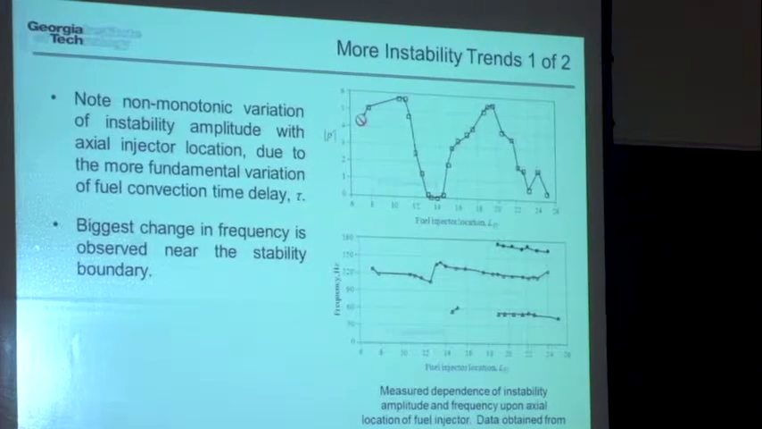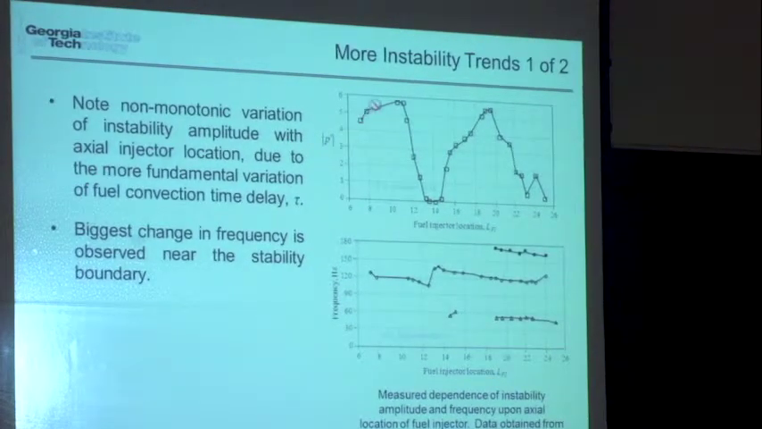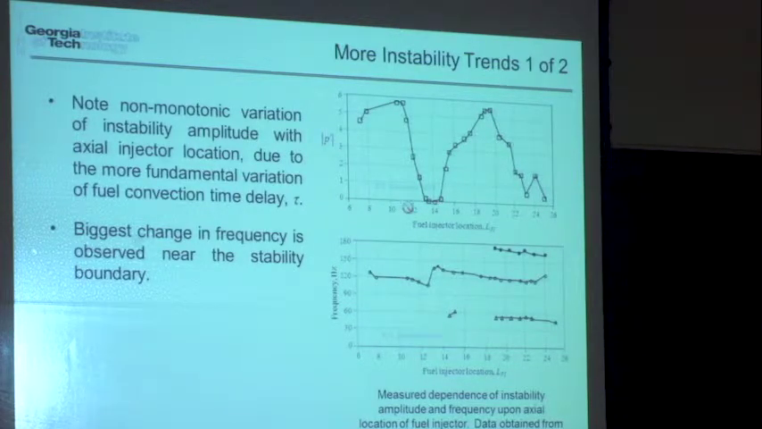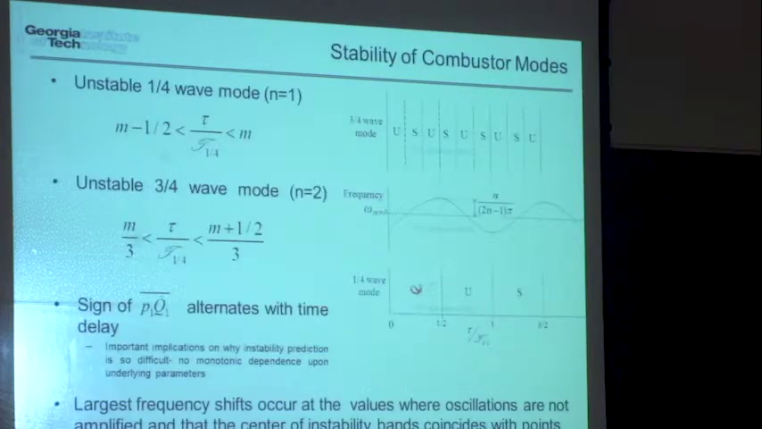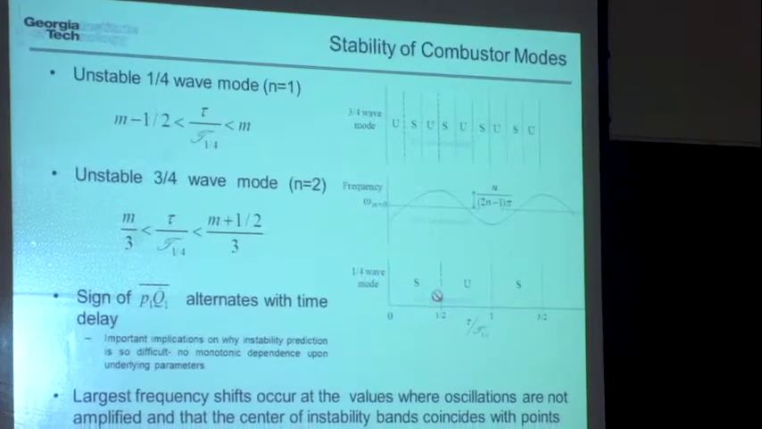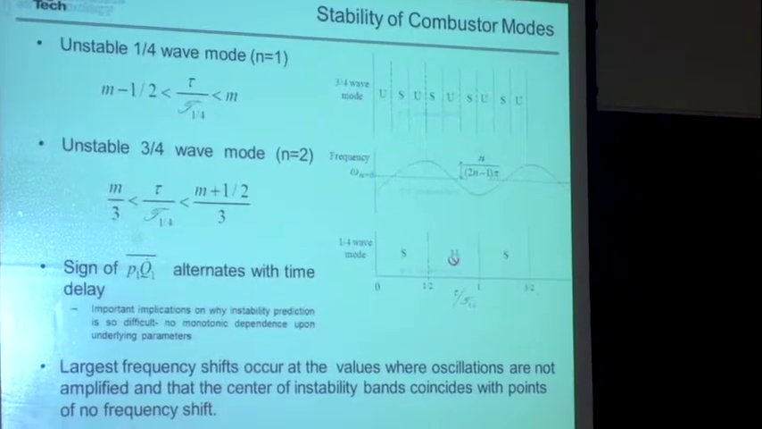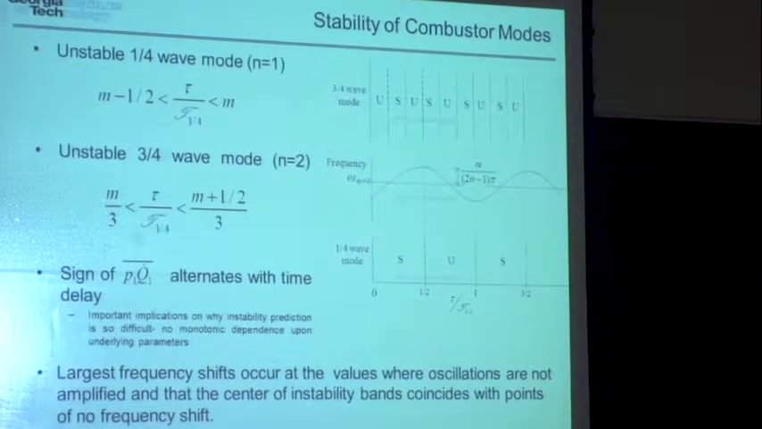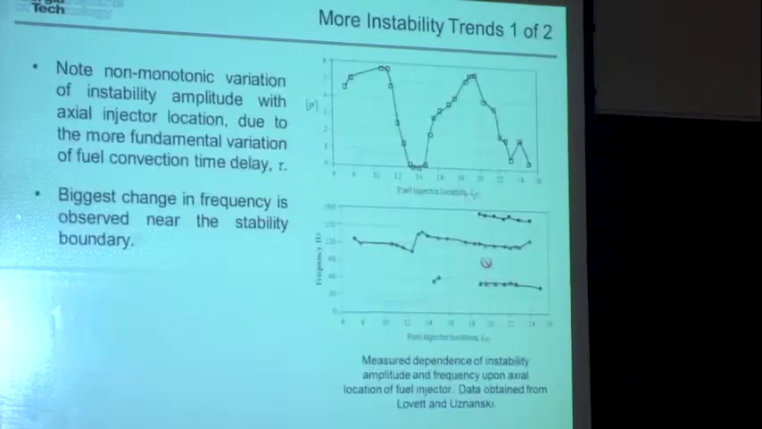What you can see is happening is that as they increase injector location, it goes up, then it comes down, and it goes to zero. It goes up, comes down, it goes to zero. So this is a really nice visualization of, if you jump back here, remember how this simple model predicted you have islands of stability, islands of instability, islands of stability, islands of instability. So this data is demonstrating this.